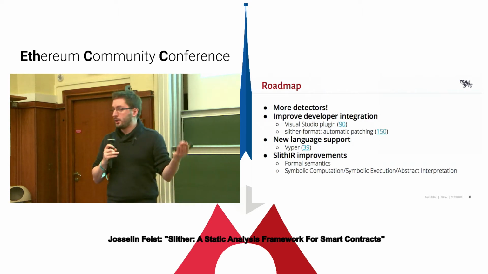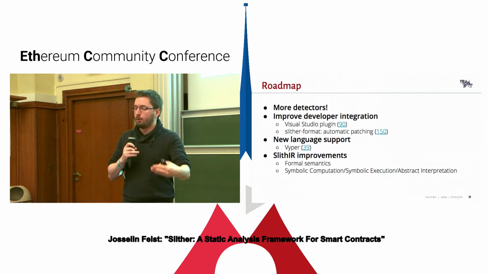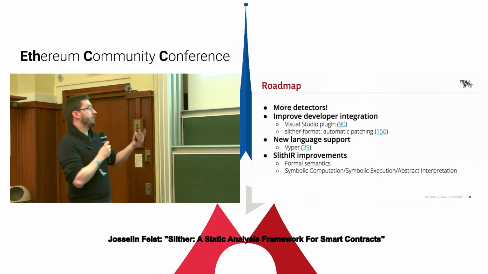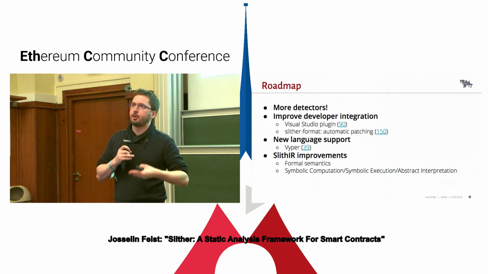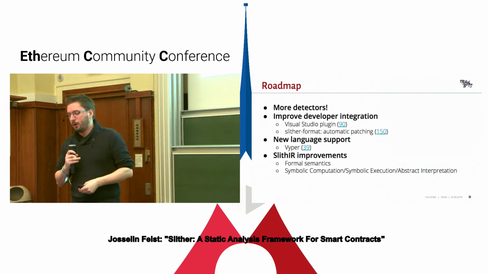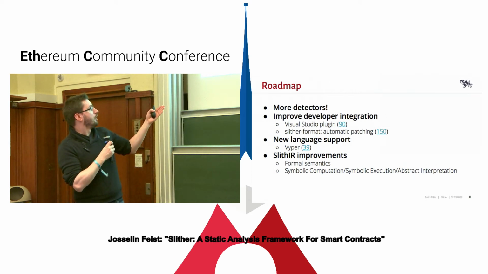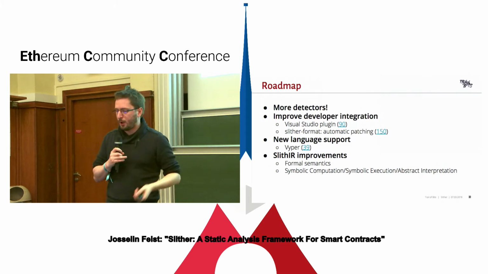We are working on automatic patching through the Slither format. So for some issues that you can find in your code, Slither will be able to directly provide you with a fix. We are working to integrate new languages, in particular Vyper. And finally, we're also working to improve our intermediate representation, to have a more formal representation of our IR. We already have work in progress utils that use symbolic computation, symbolic execution, and abstract interpretation.